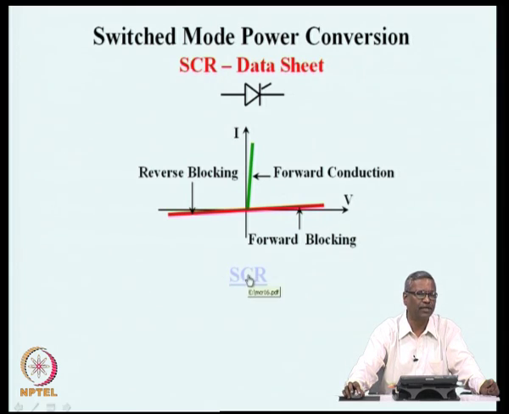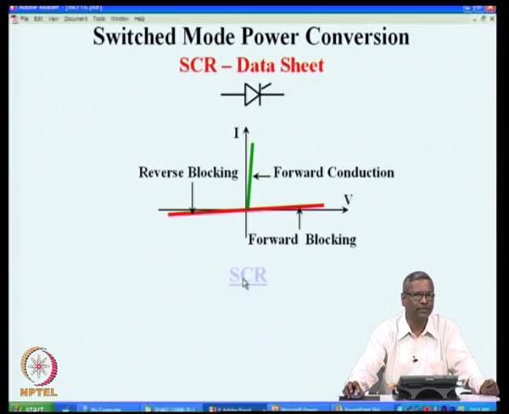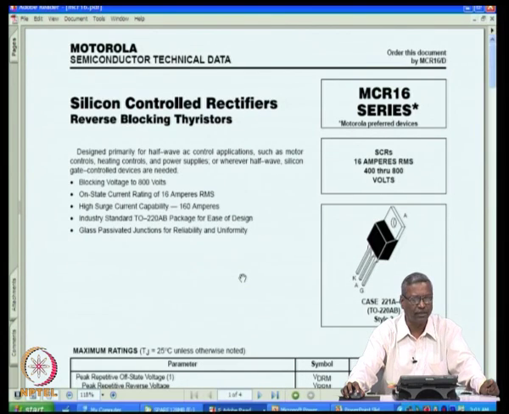Okay. So, what we see here is a data sheet for a thyristor similar to a diode. The thyristor has an on section here and an off section which is both positive and negative, and there is a data sheet which is available for the thyristor. This is made by the semiconductor manufacturer Motorola. It goes by the series name MCR16, and you can see the short feature of this switch. SCRs 16 amperes RMS, 400 to 800 volts.